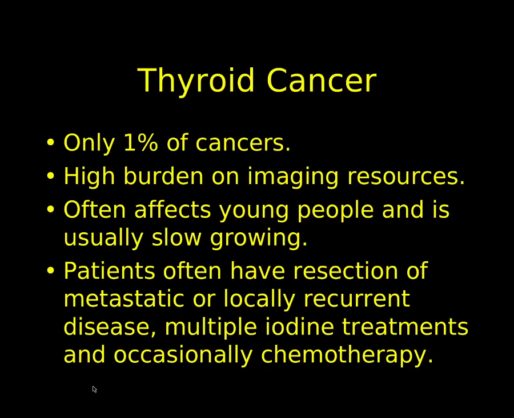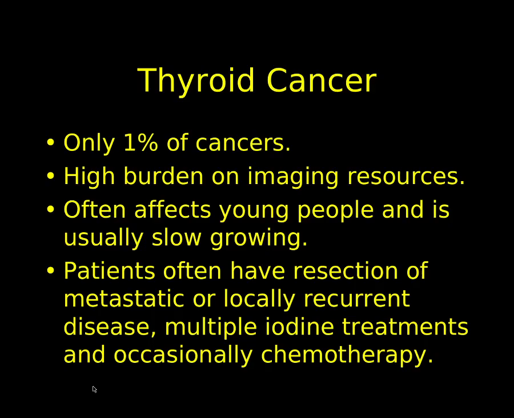So primary thyroid cancers are only 1% of malignant tumours, but especially in those centres which accept the patients for treatment, they can take a high burden on imaging resources. The patients are young and the tumours are often slow growing, so they may come back for many resections, both locally in the neck and of metastatic deposits or SABR radiotherapy treatments. They may have multiple radioactive iodine therapies and occasionally chemotherapy. So we often see the patients with us for a long time, over many years.